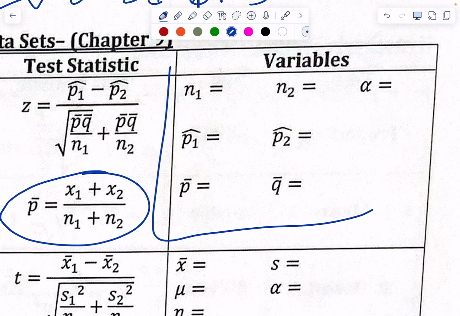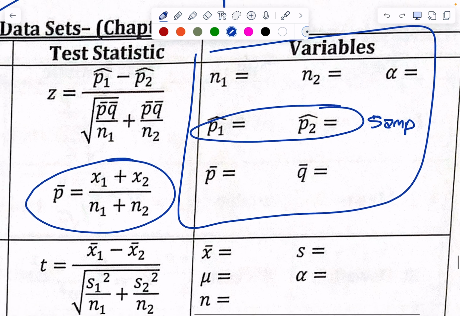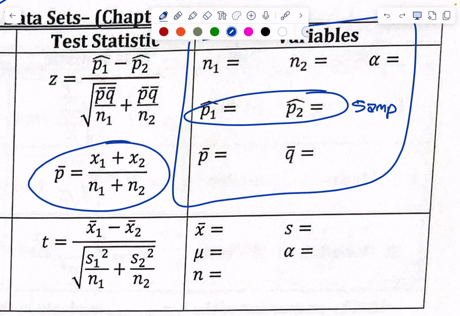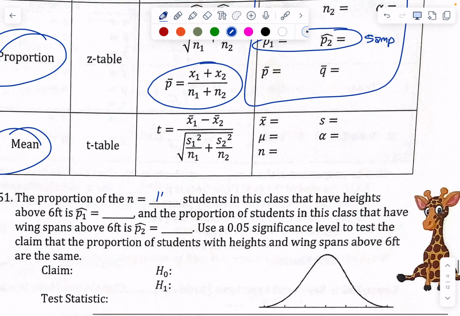Do we know what these variables are? Which ones are samples? The hats. Which ones are the population? The line. Not the bars. Just the P and Q, which we don't even need. Okay, whatever. All right, the proportion of the 14 students that have heights above 6 foot.